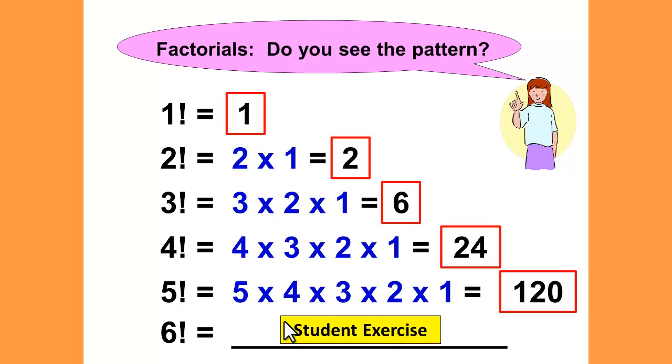Well, let's go on and give it to you. It would be 6 times 5 times 4 times 3 times 2 times 1, and would equal 720. Do you see the pattern? We start with the number given and multiply all whole numbers, all counting numbers, down to 1.